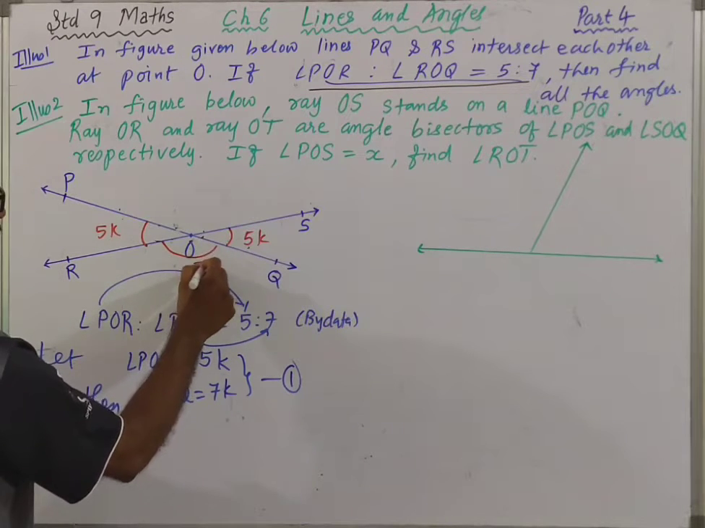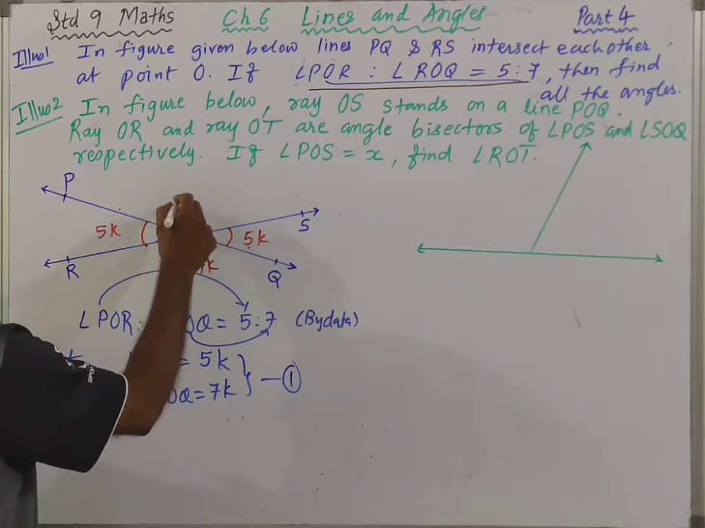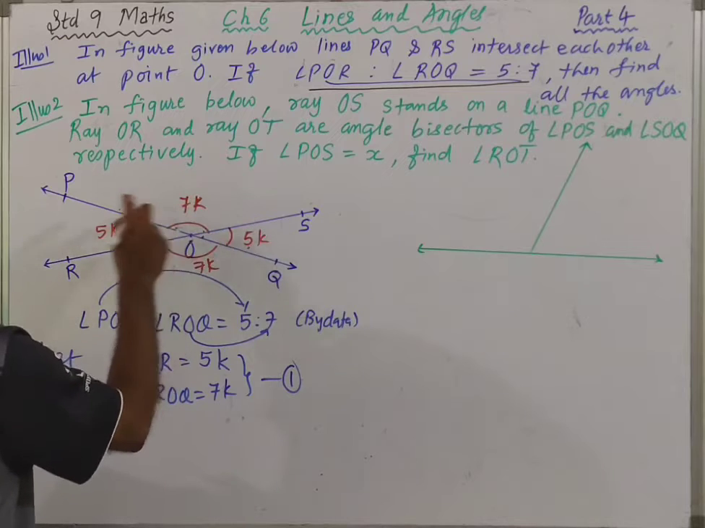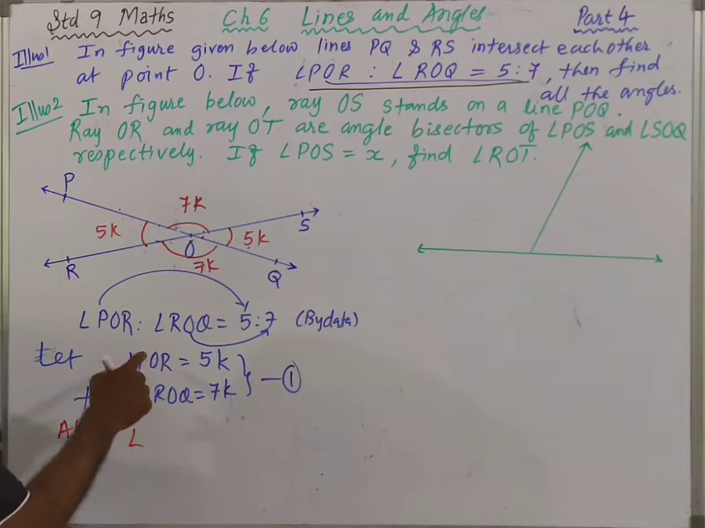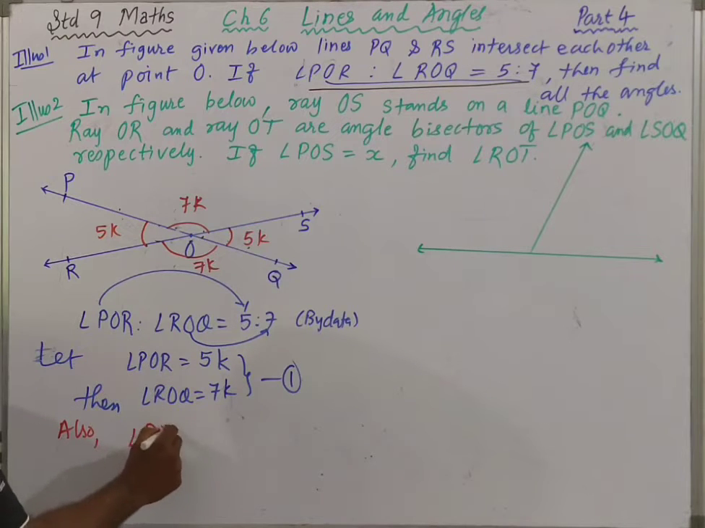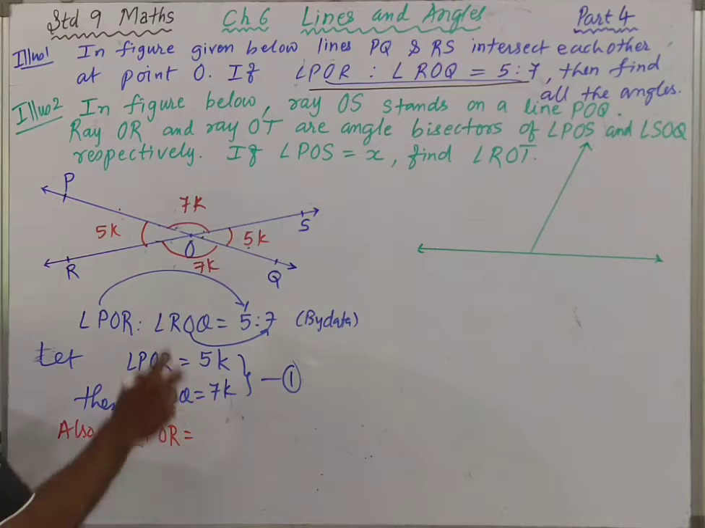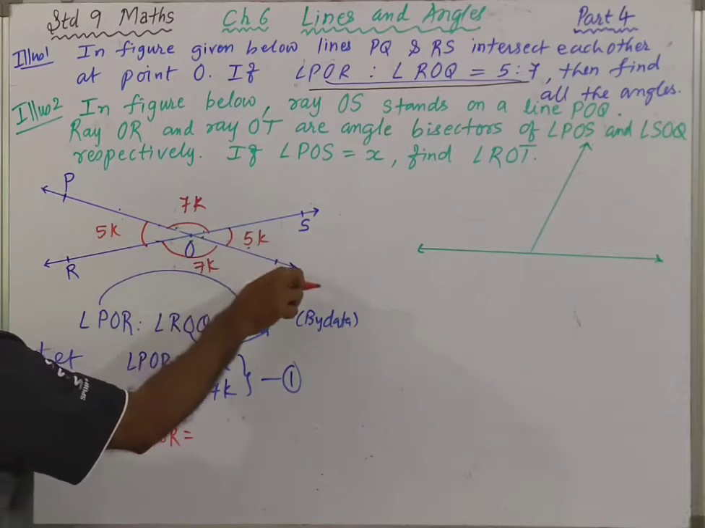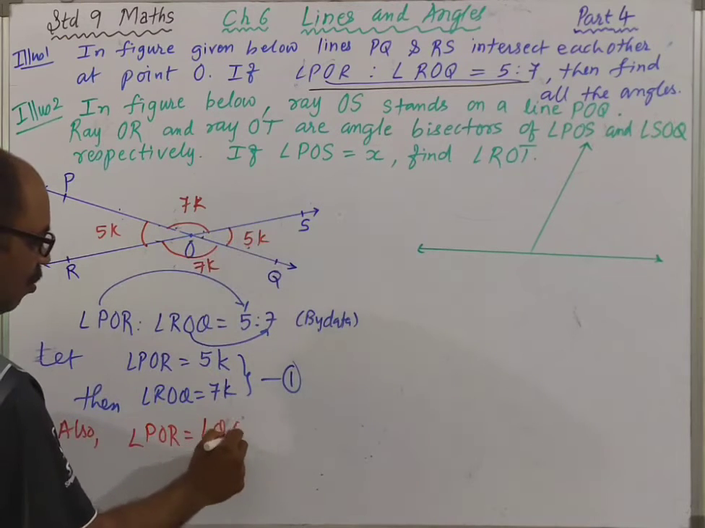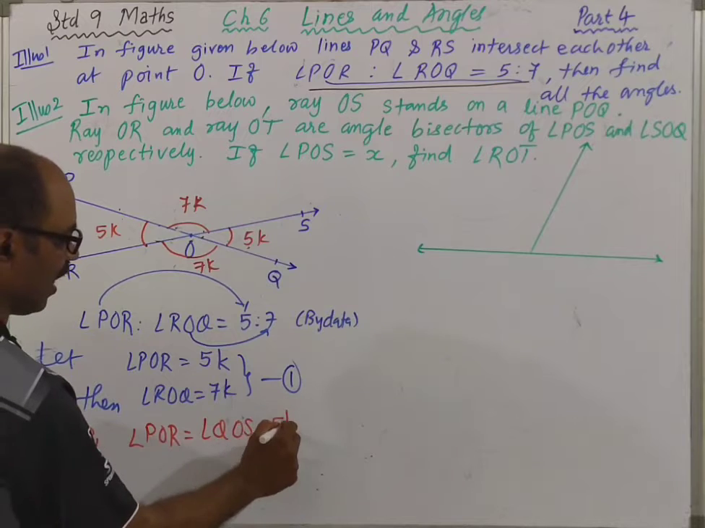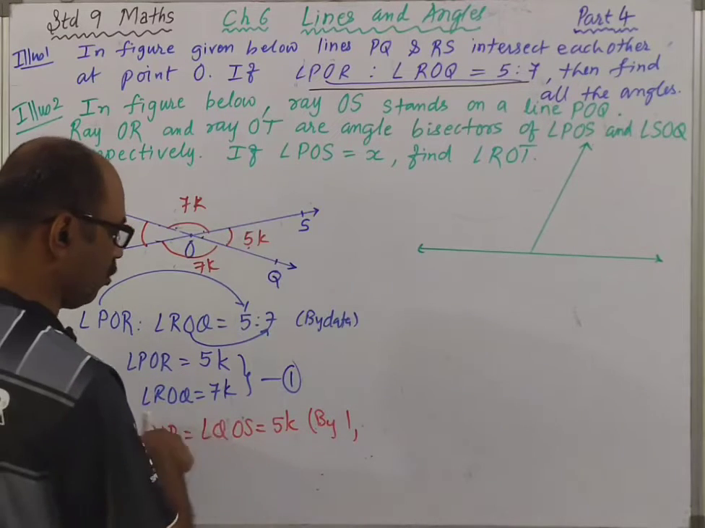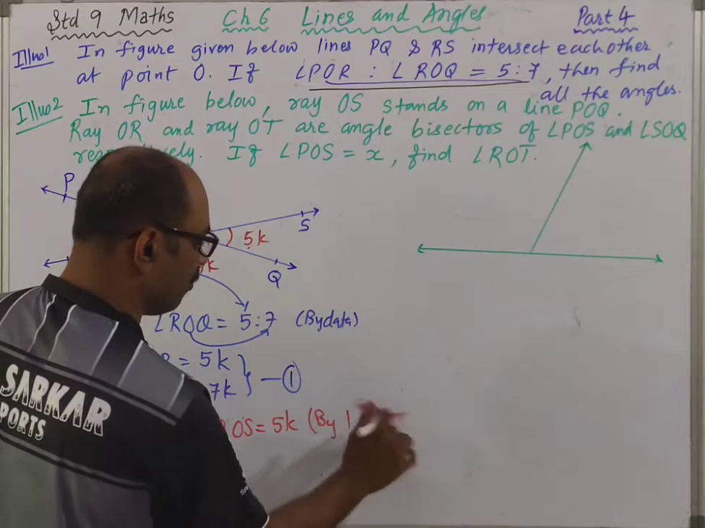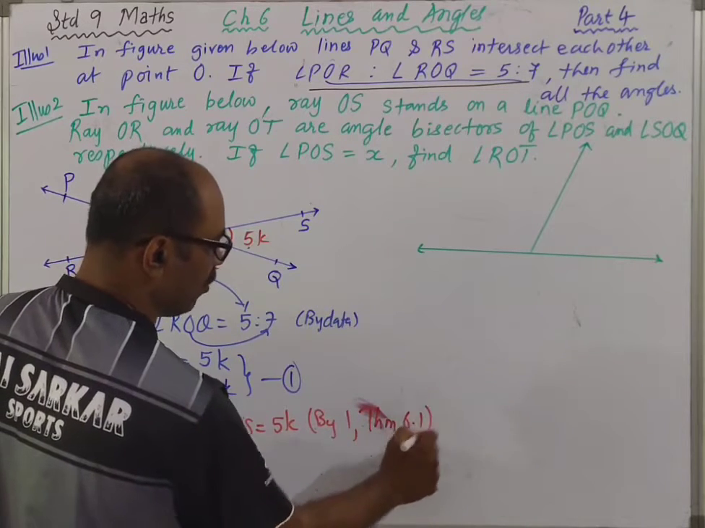ROQ, this angle is 7K, so vertically opposite to it is also 7K. POS, are you getting me? Also angle POR is equal to angle QOS, that is equal to 5K by 1. 5K came from 1, and both are equal by theorem 6.1.